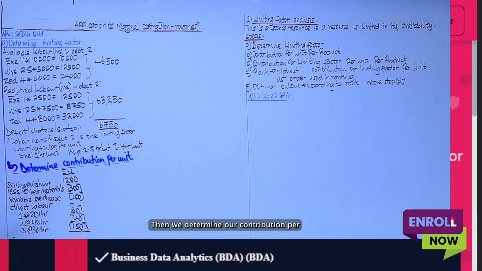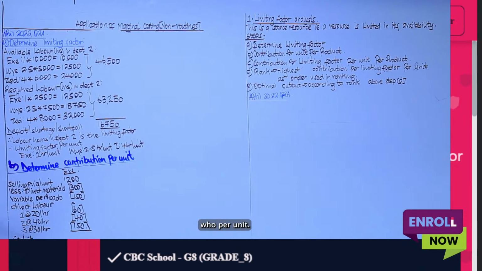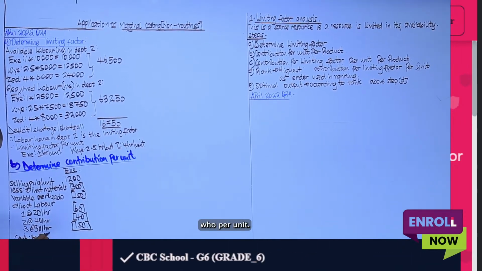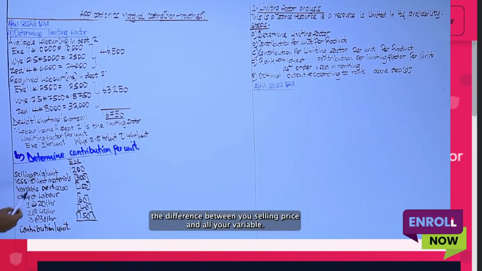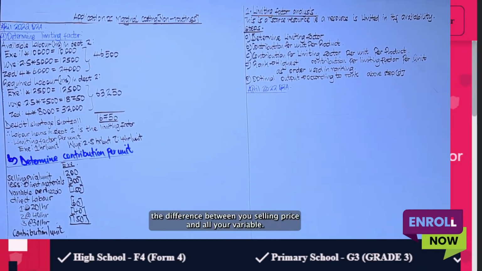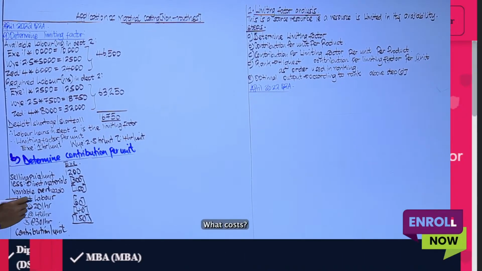Then we determine our contribution per unit. We've said the contribution per unit is simply the difference between your selling price and all your variable costs.